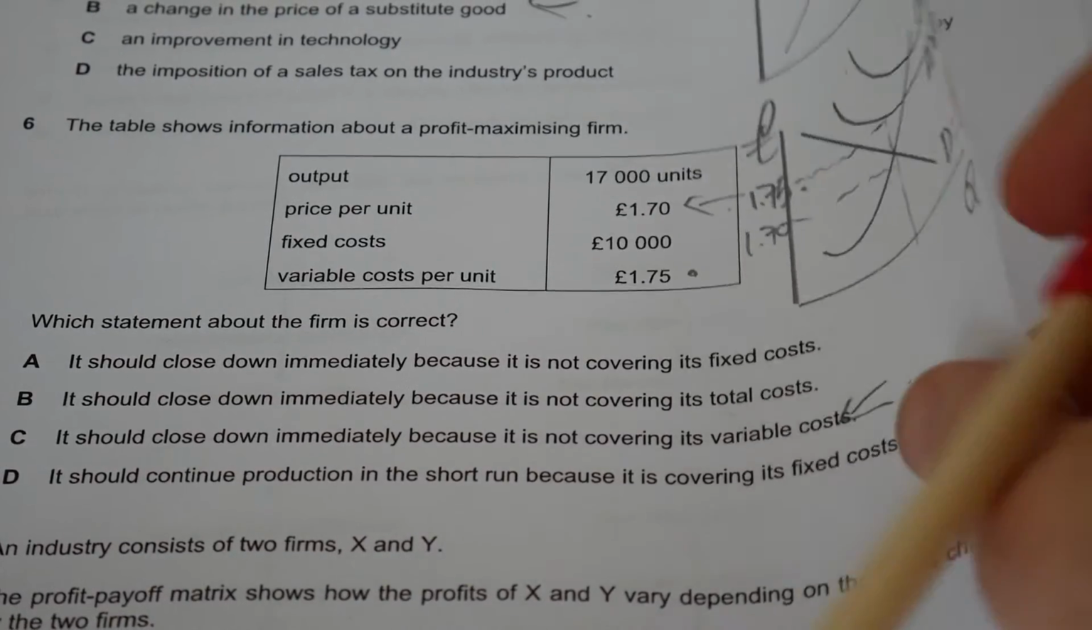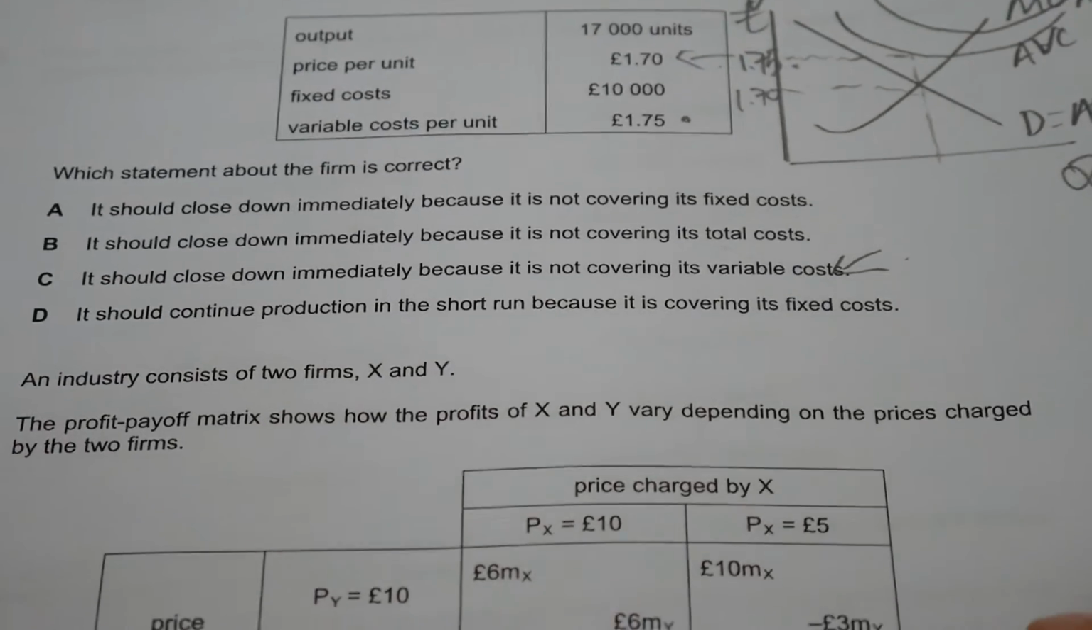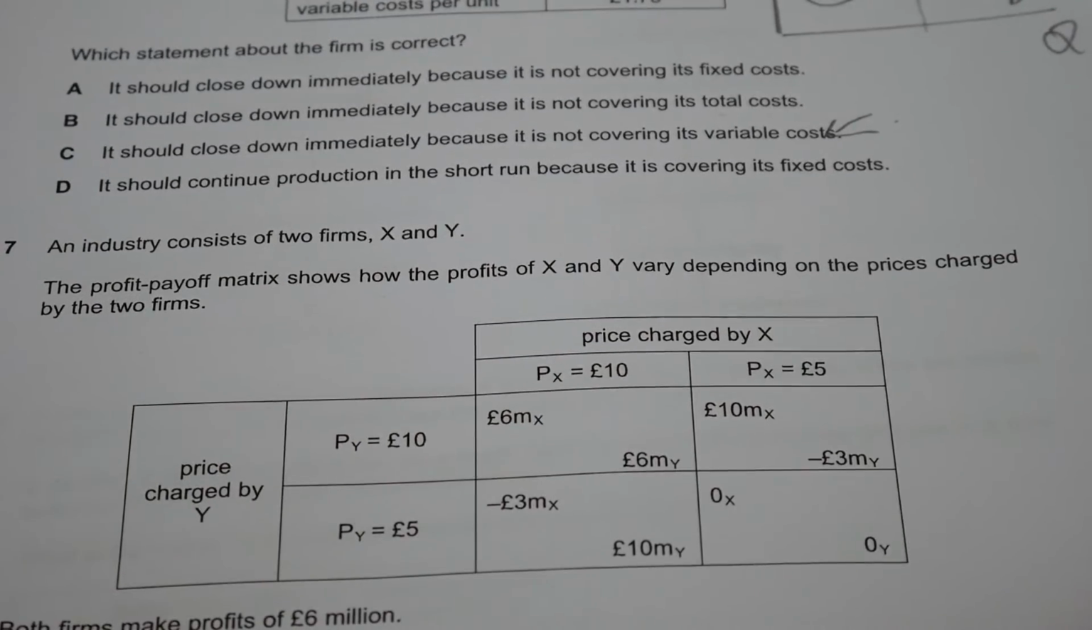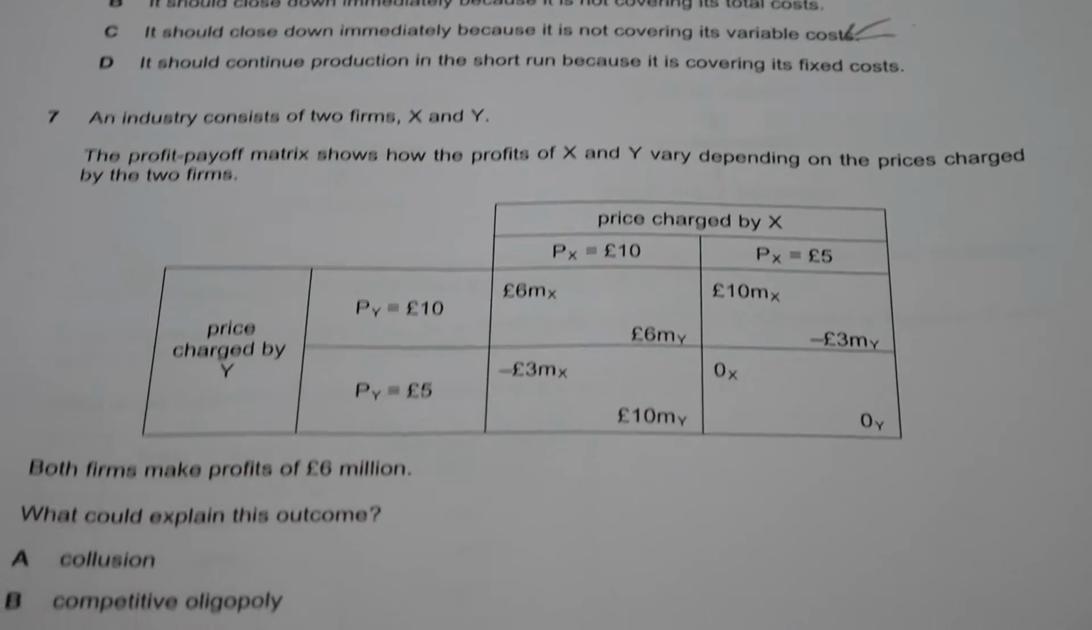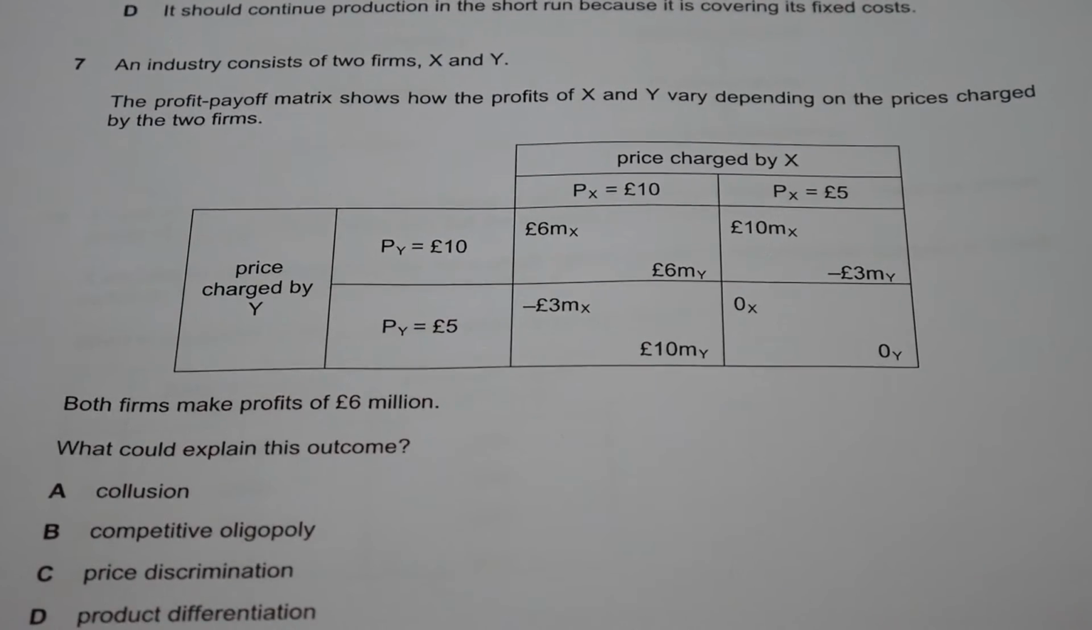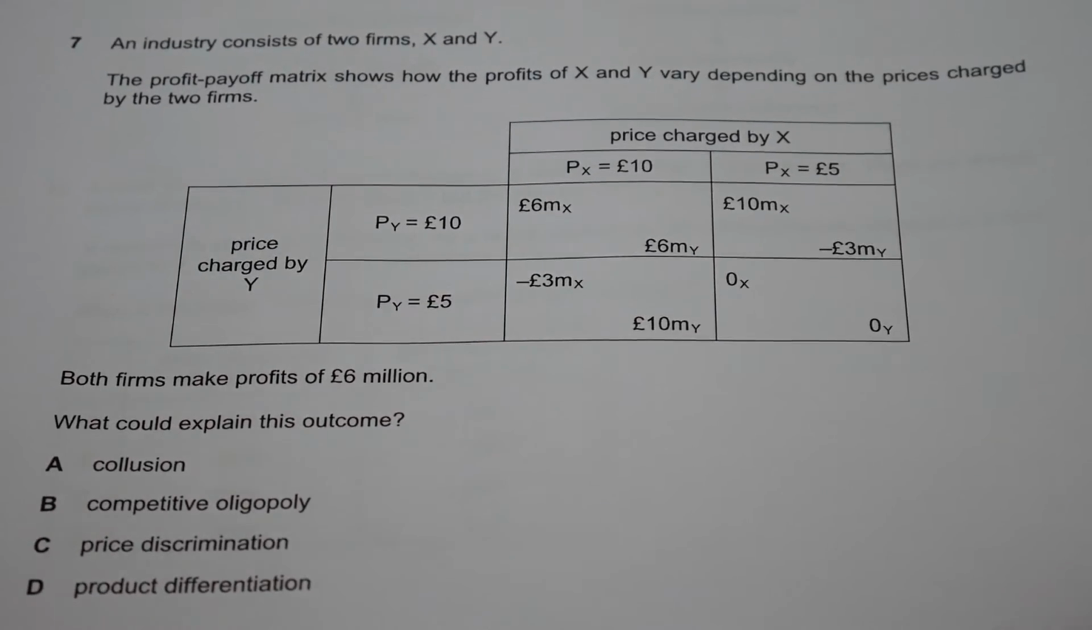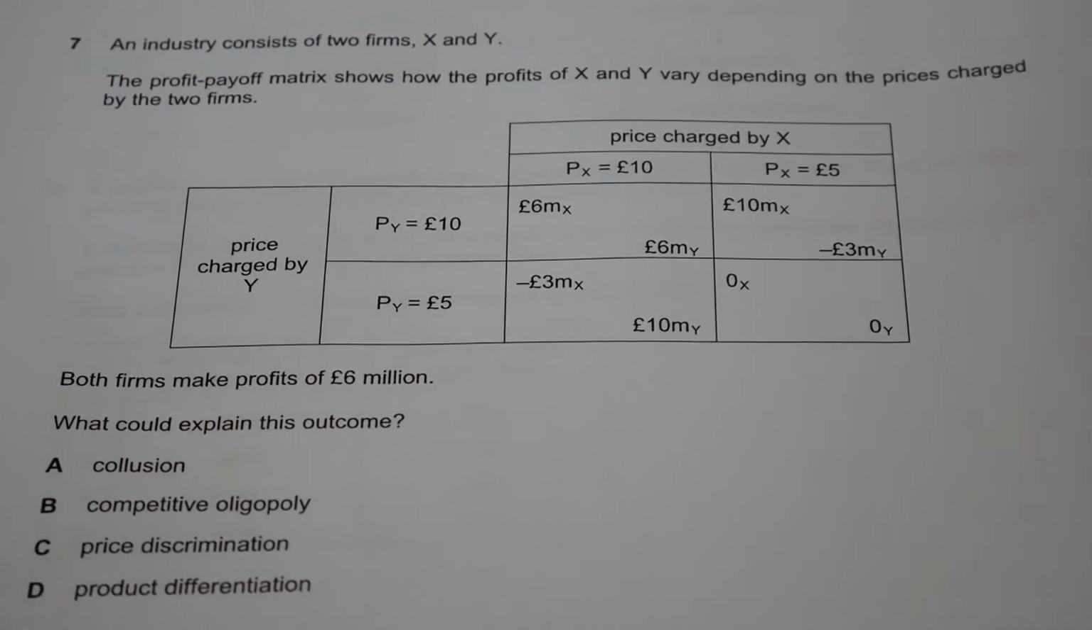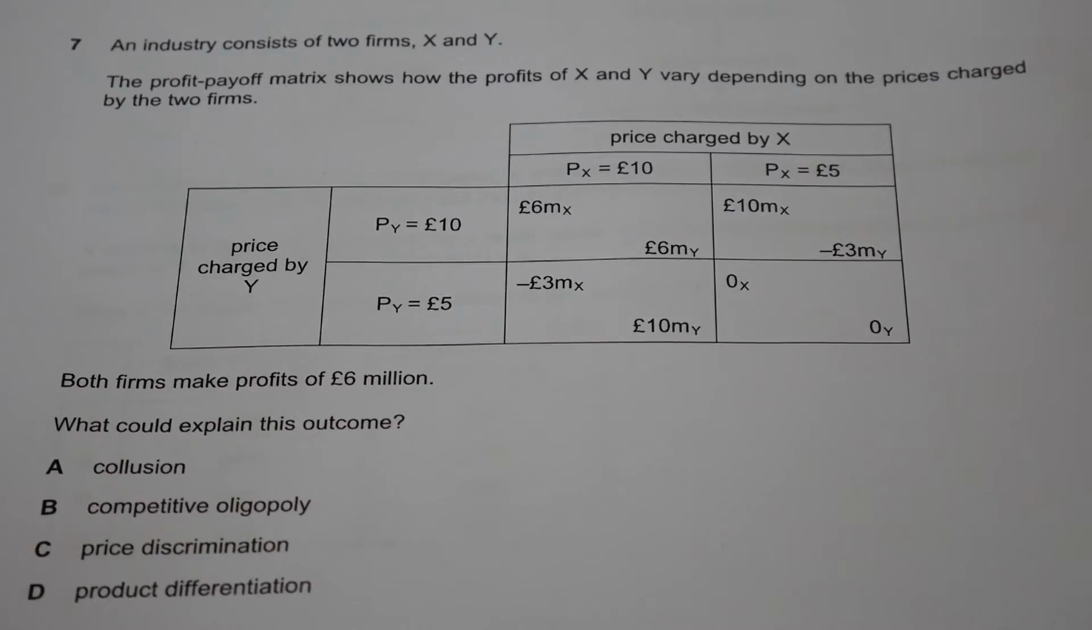Okay, right. Number 7. So an industry consists of firms X and Y. The profit payoff matrix shows how the profits of X and Y vary depending on the price charged. Both firms make profits of £6 million. Okay, what could explain this outcome?